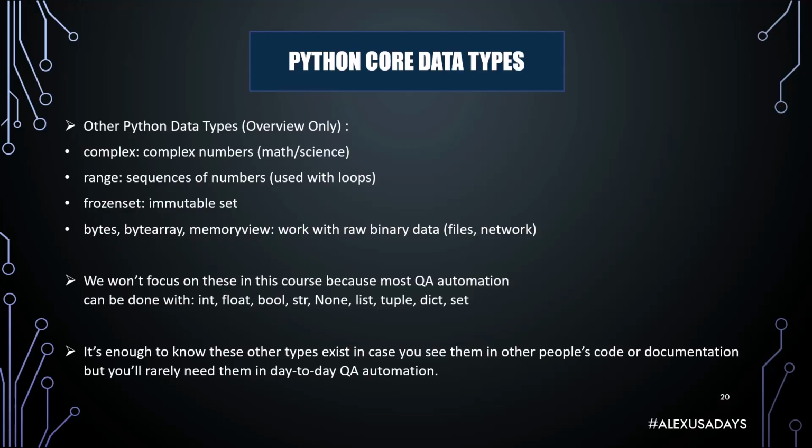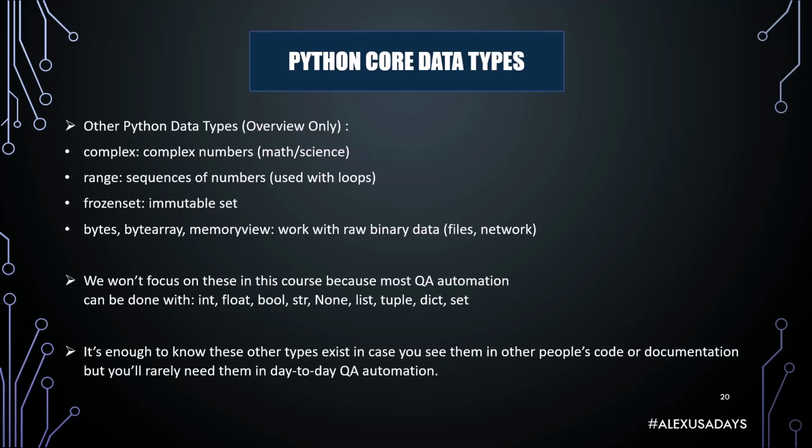Now, there are some other Python data types, but we will have only an overview of those because you're not going to use them much or ever. Maybe you might spot them in someone else's code, but you're not going to use them in your automation as much as you'd use the other types. So we have complex, and complex numbers are used in math or science. We have range, and it's a sequence of numbers, and it will be used with loops, and we'll probably see those in the course. We also have frozenset, and it's a set that is immutable, can't be changed.